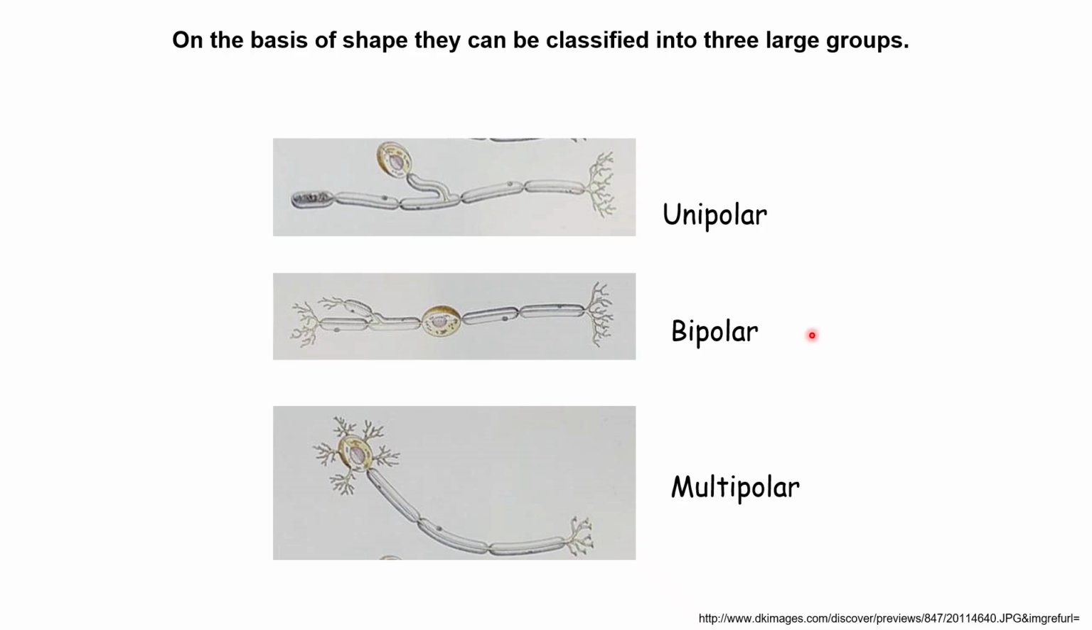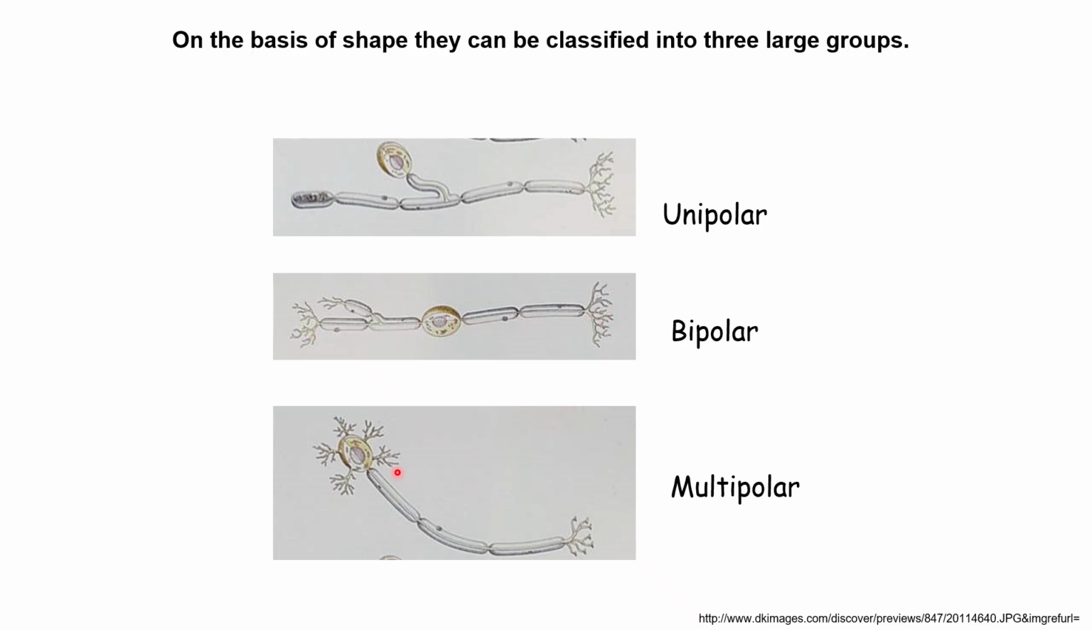The second kind of neuron is bipolar, where there are two branches that are connected to the cell body. So this is the cell body here, and you see there are two branches. One branch can further subdivide, and this is the dendritic side, and the other branch is the axonal side. So this is a bipolar neuron. Signal comes from here and goes out from here.